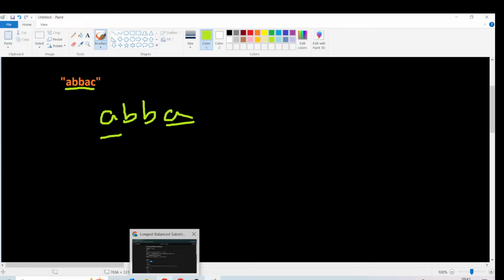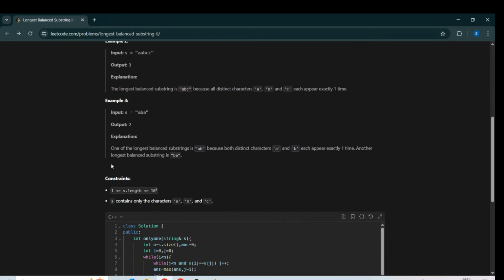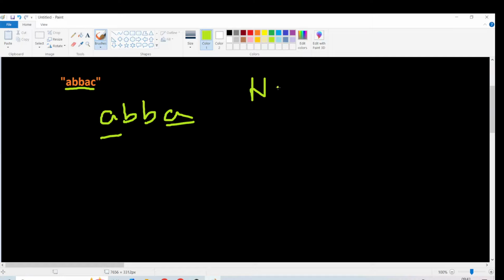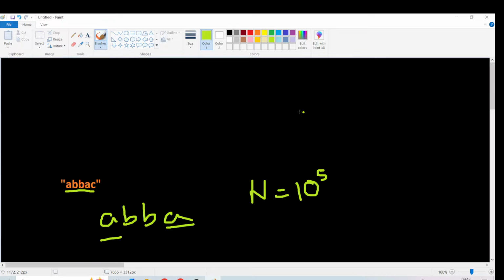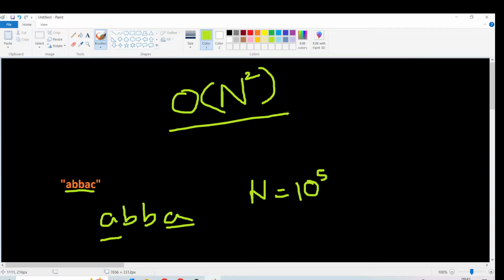Now let's look at the constraints for more observations. Here the length of the string S is 10 to the power 5, so n is 10 to the power 5. Now what is the optimal time complexity for this problem? The previous problem we solved in order of n square. So I am not going to explain that idea. Order of n square is quite trivial.